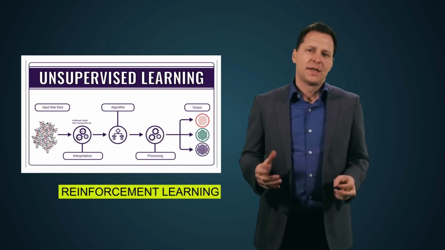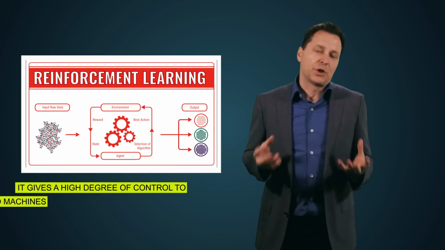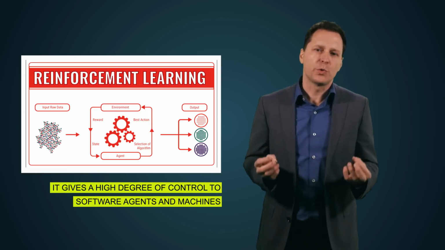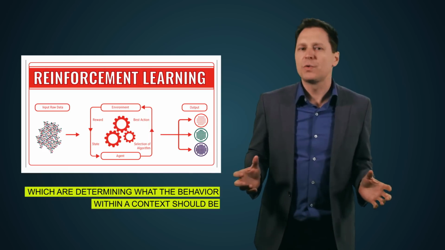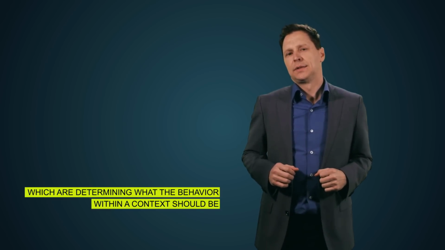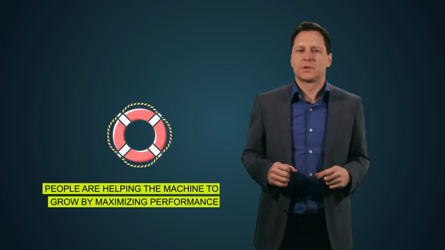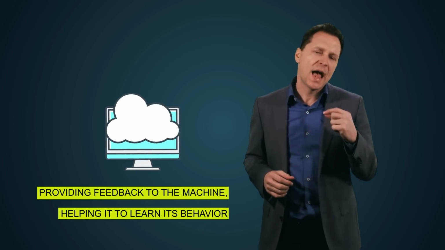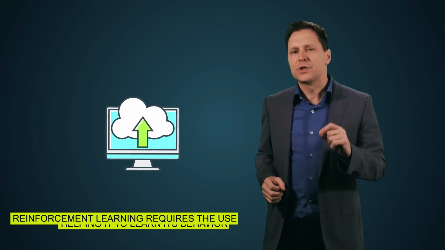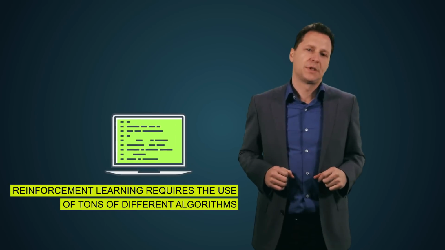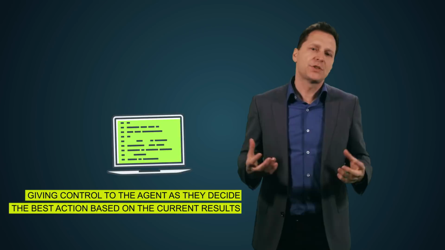And lastly, there's reinforcement learning. Reinforcement learning is different because it gives a high degree of control to software agents and machines, which are determining what the behavior within the context should be. People are helping the machine to grow by maximizing performance, providing feedback to the machine, helping it to learn its behavior. Reinforcement learning requires the use of tons of different algorithms, giving control to the agent as they decide the best action based on the current results.